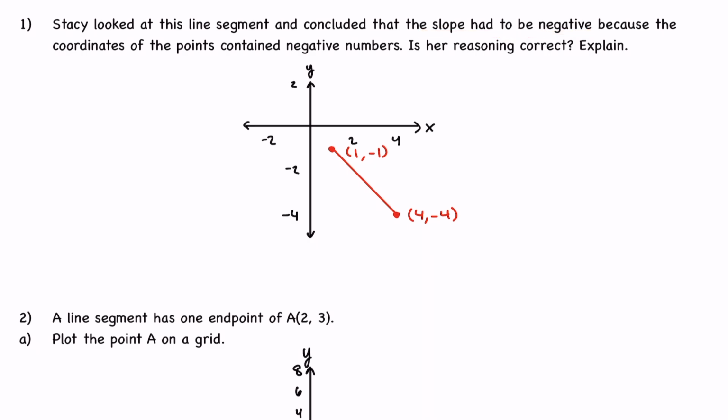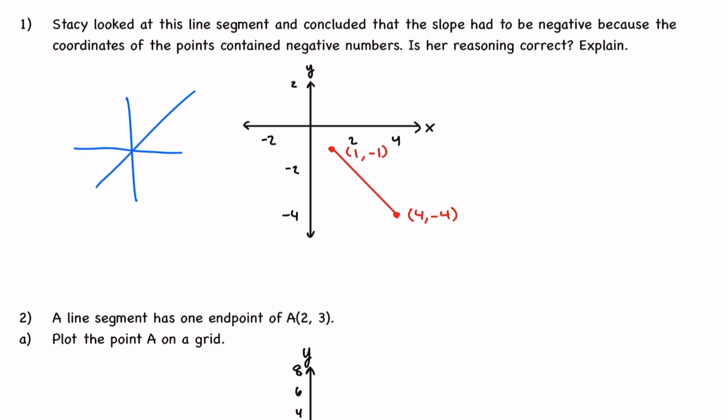Remember, we said a slope is negative if when we look from left to right, the hill is going down. So in this case, if we had a person on this hill, they would be going down the hill. So this would be a negative slope. But that's not because there are negative numbers in here. We can look at another example of a positive slope that also has negative numbers.